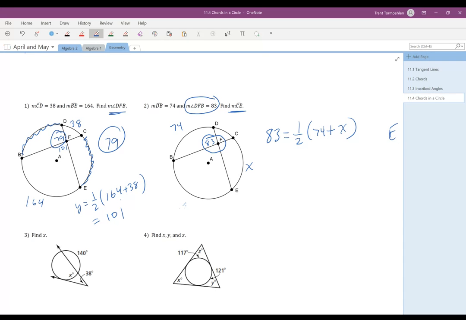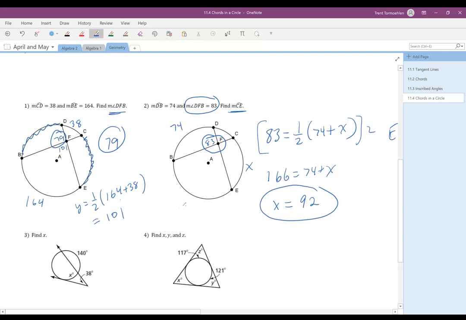Now we just go through and solve this equation. Multiply through the whole thing by 2, and we get 166 equals 74 plus x. So x turns out to equal 92. When you subtract 166 minus 74, you get 92 as your answer. And so you can just apply your formulas to that.